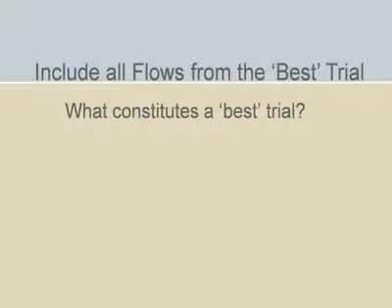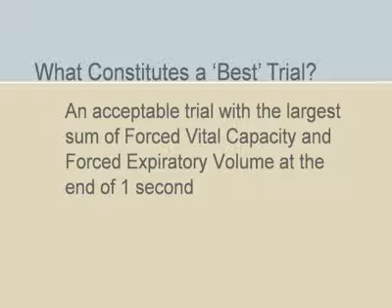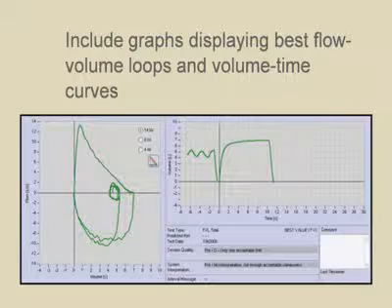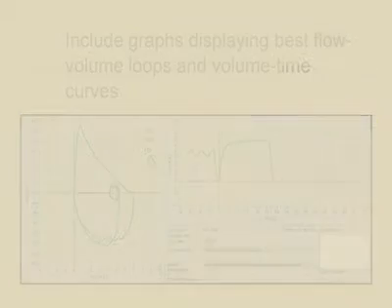Include all flows from the best trial, the best being defined as an acceptable trial containing the largest sum of forced vital capacity and forced expiratory volume at the end of 1 second. A graph displaying the best flow volume loop and volume time curve should also be a part of the report.